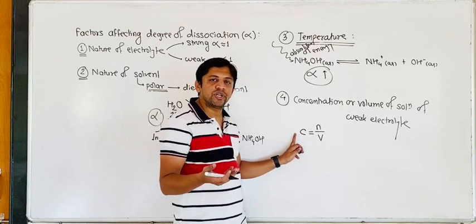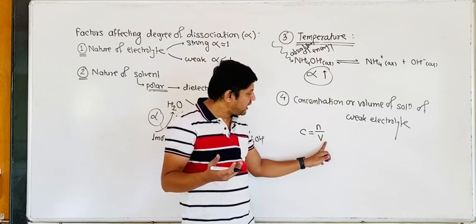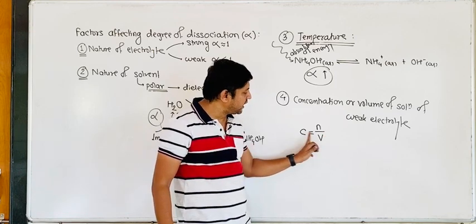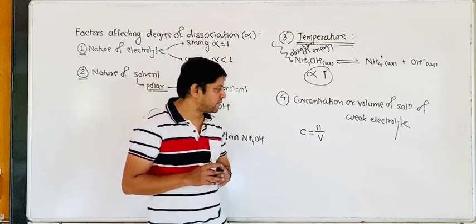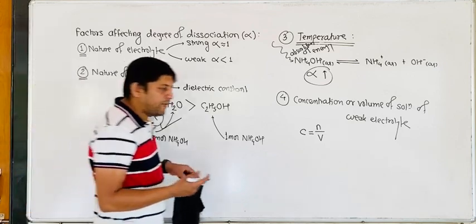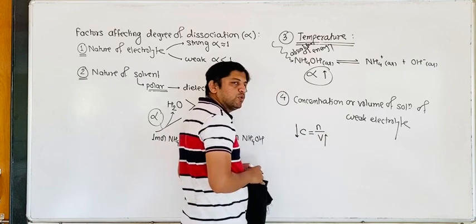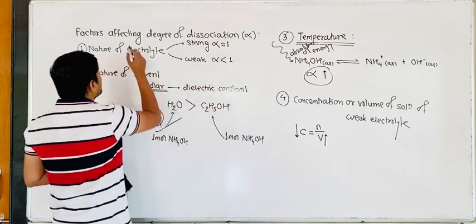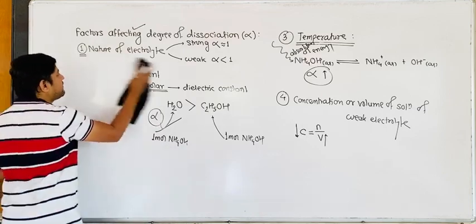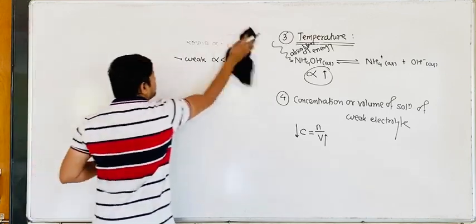That is called as dilution. Dilution means number of moles of electrolyte remains constant, but we add extra amount of solvent. Due to addition of extra amount of solvent, volume of solution increases and concentration decreases. So with decrease in concentration, or with increase in volume of solution, degree of dissociation also increases for weak electrolyte. Now this effect can be studied in the form of Ostwald's law of dilution.